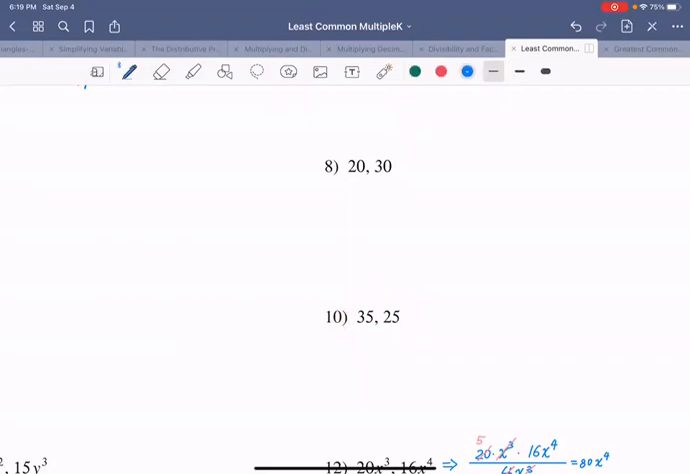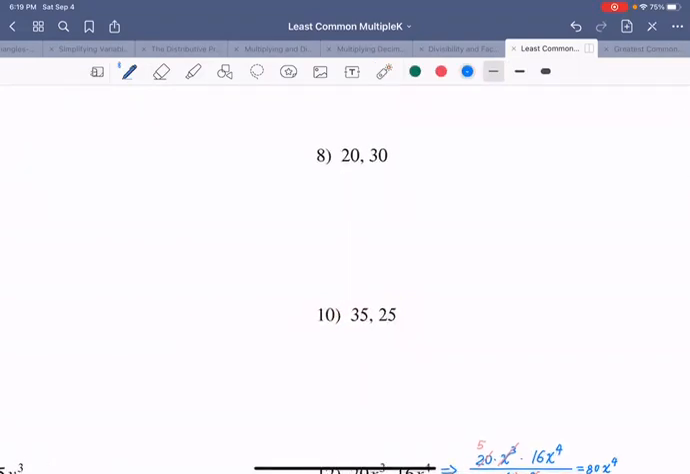Okay, so 35 is 5 times 7. And then 25 is 5 times 5. And then the 5s are equal, so we take 5 out, and then 5 times 5 times 7. 5 is the common one. So we just write down one 5. And then this guy times this guy. Make sense?